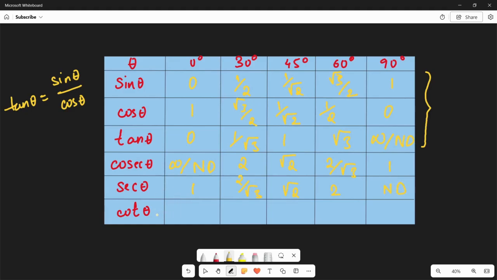And now talking about the cot function, this is the inverse of the tan function. So here it becomes not defined. Cot of 30 is root 3, cot 45 is 1, cot 60 is 1 by root 3, and cot 90 becomes 0.